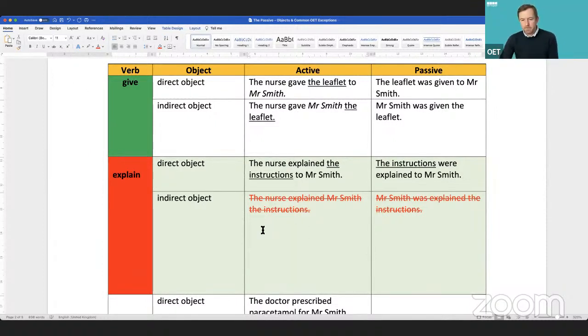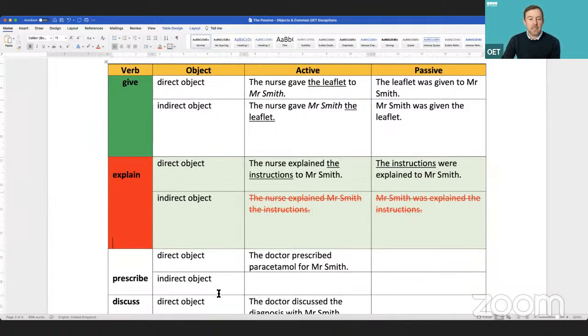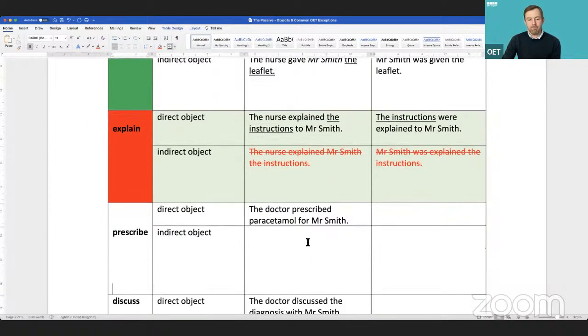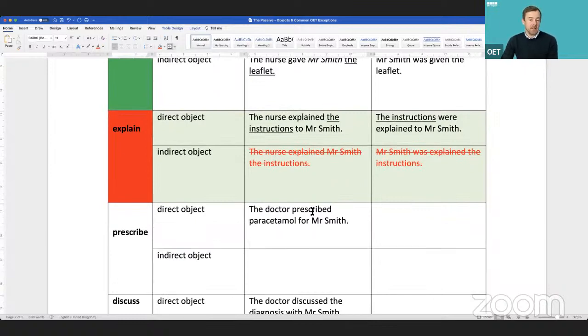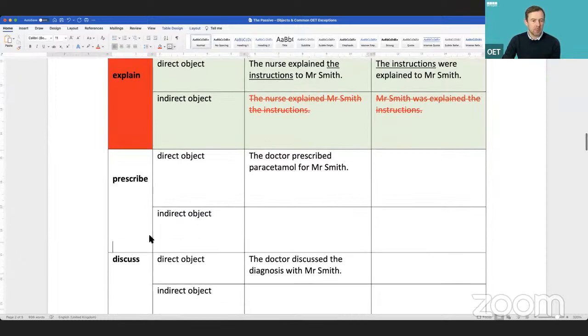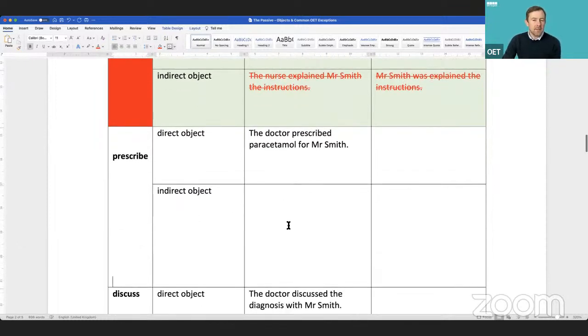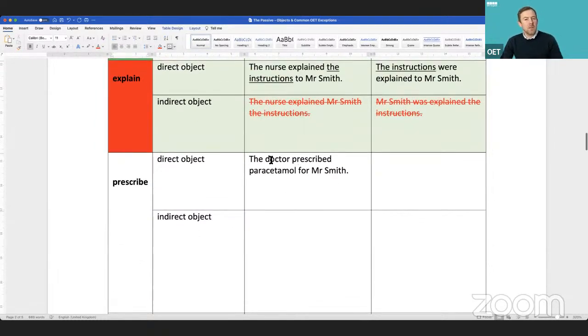Okay, so let's do another one, because we did those two yesterday. Let's do another one that we haven't done before. Let's look at prescribe. Now, again, I've given us already a sentence here. Let's push this down here. I've given us a sentence, which is the doctor prescribed paracetamol for Mr. Smith. First of all, what are the objects? That's what we're going to ask.